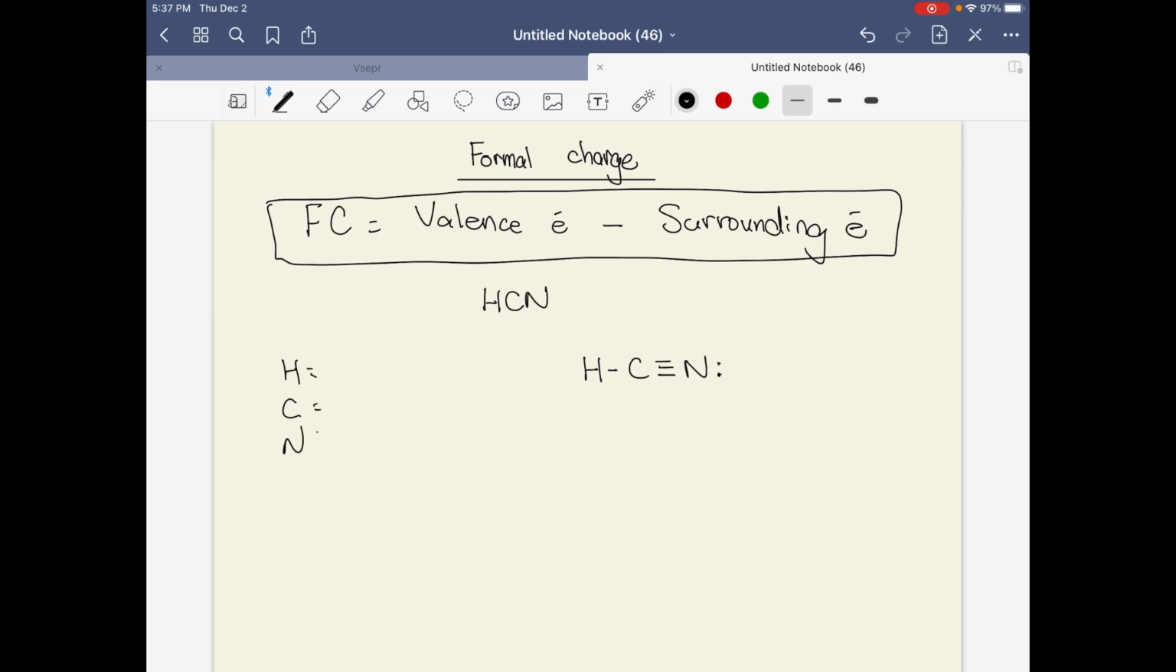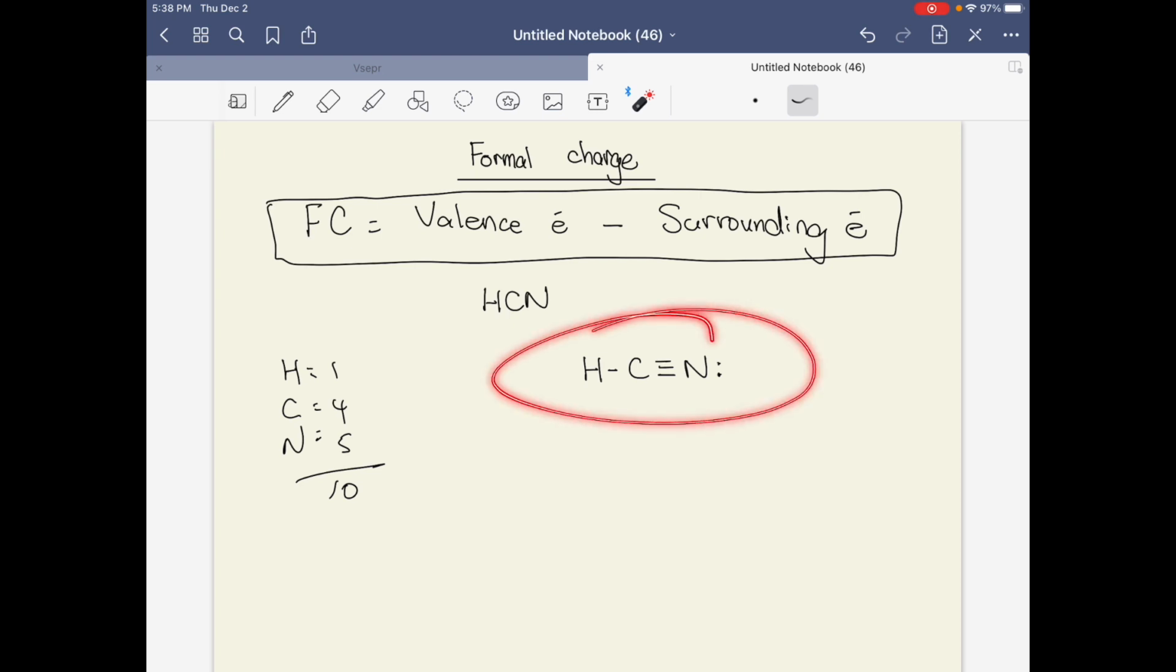HCN: 1, 4, 5, and your magic number is 10. We picked carbon as our central atom. We hooked up H and N. We surround everybody by 8 electrons. Then we know that it doesn't match with 10. We made a double bond. It still doesn't match with 10. We made a triple bond. Now it's all good. And that's what hydrogen cyanide is supposed to look like.